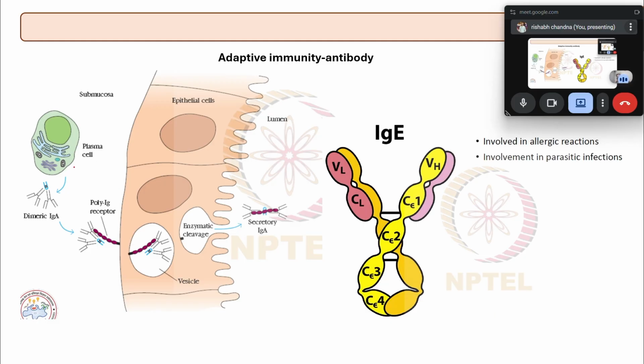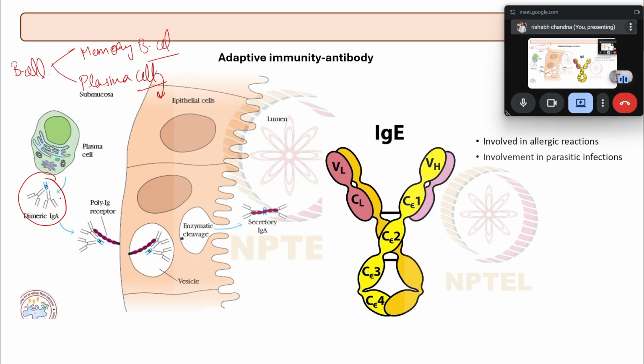So what happens? This is a plasma cell. As you would remember, when a B cell gets a signal to produce the antibodies, it will divide into a clonal population: memory B cells that will retain the memory of the antigen, and the plasma cell. So the plasma cell will basically secrete the antibodies. So this plasma cell secretes the dimeric IgA.